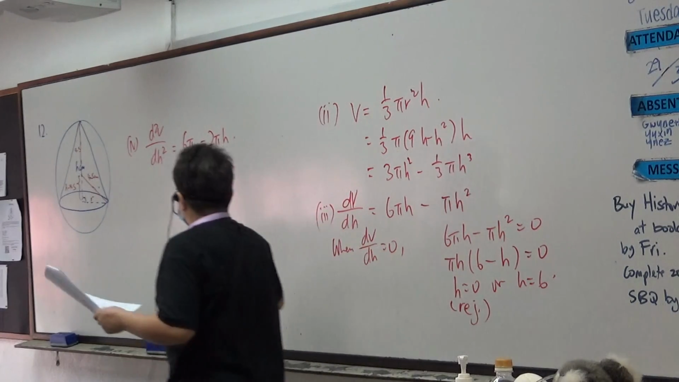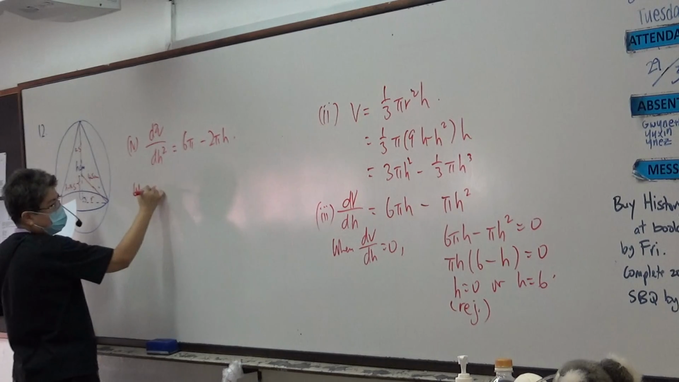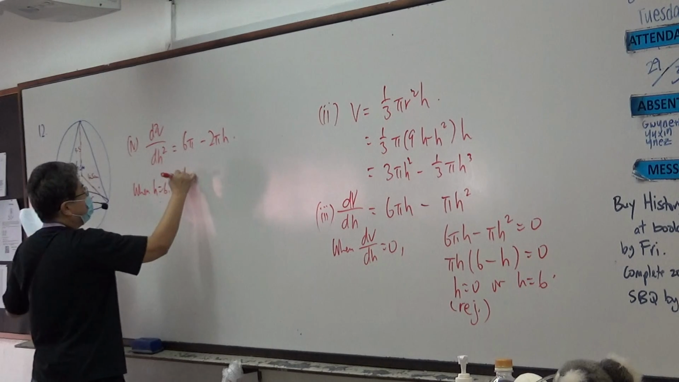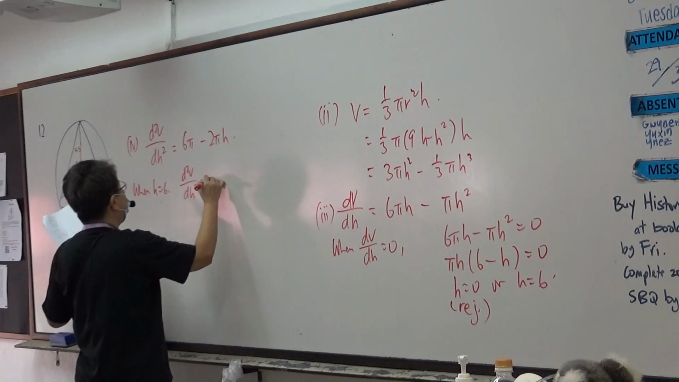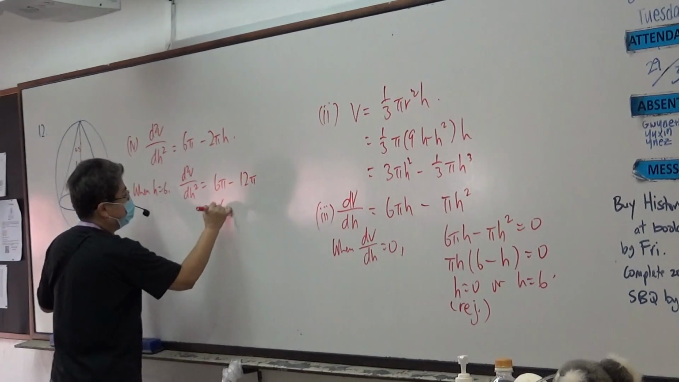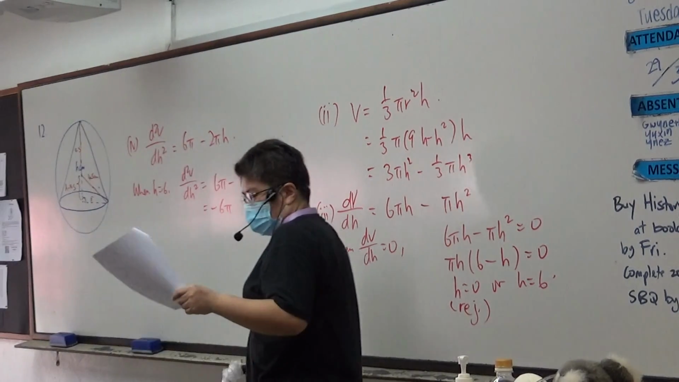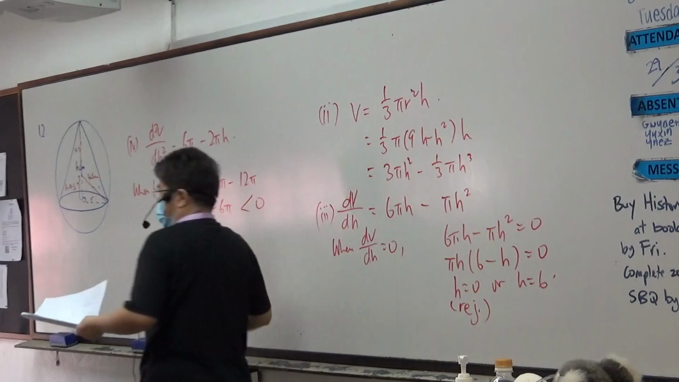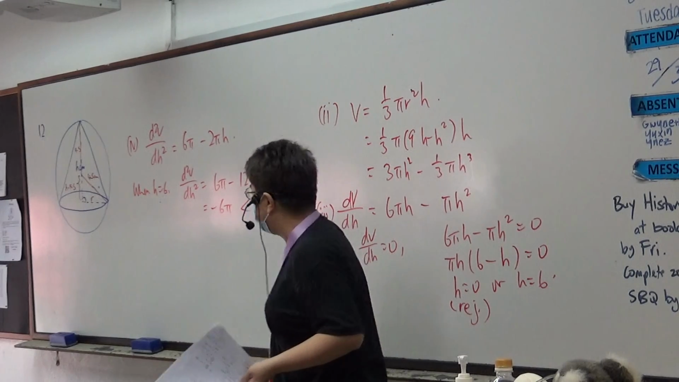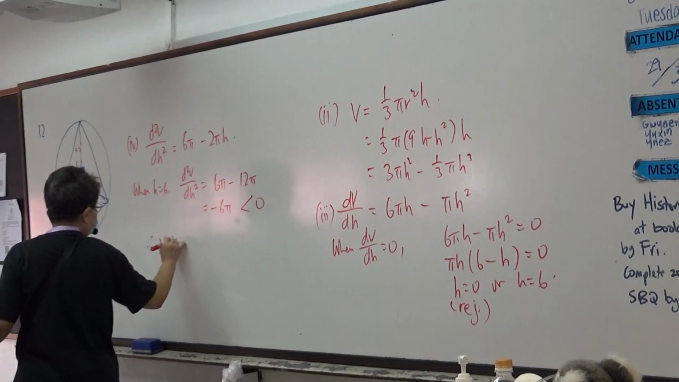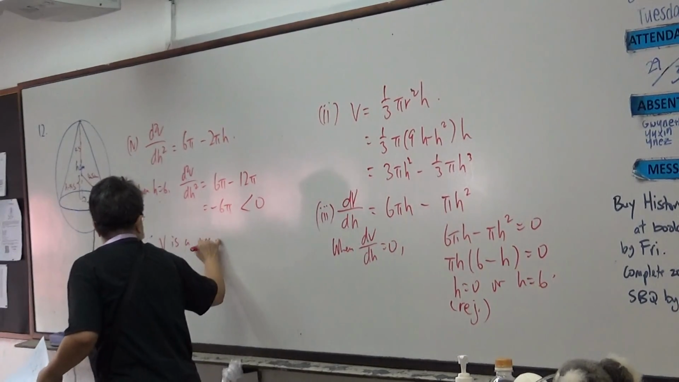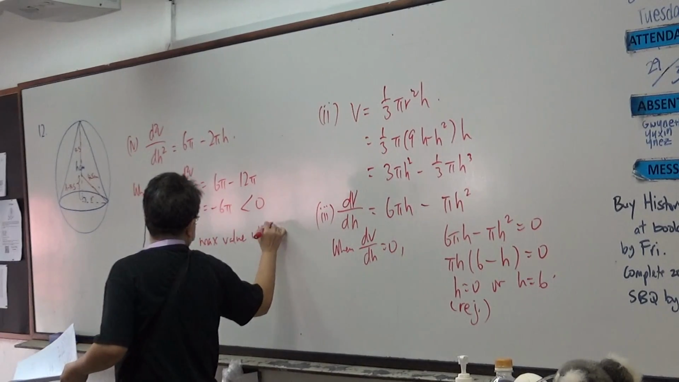Yes or no? When h is 6, I will get d2V/dh squared will be 6 pi minus 12 pi. This is negative 6 pi, right? Do you agree negative 6 pi is less than 0? Correct. So d2V/dh squared is less than 0. Therefore, V is a maximum value when h is 6, right?